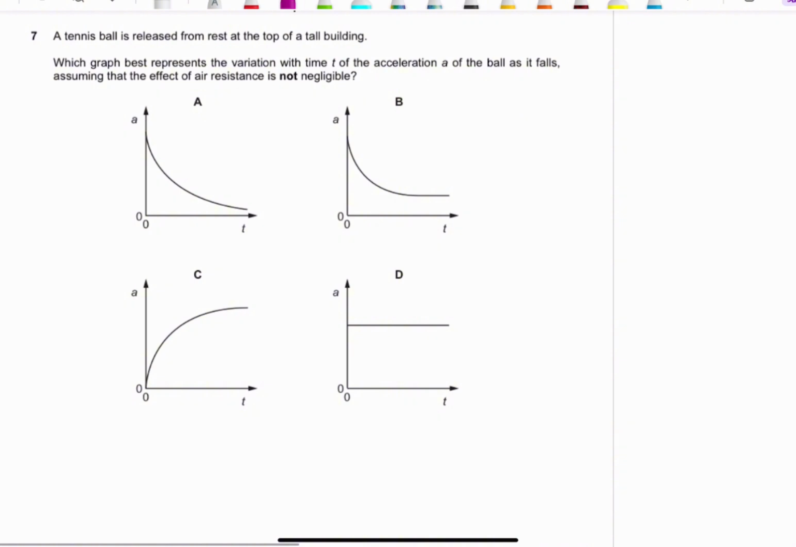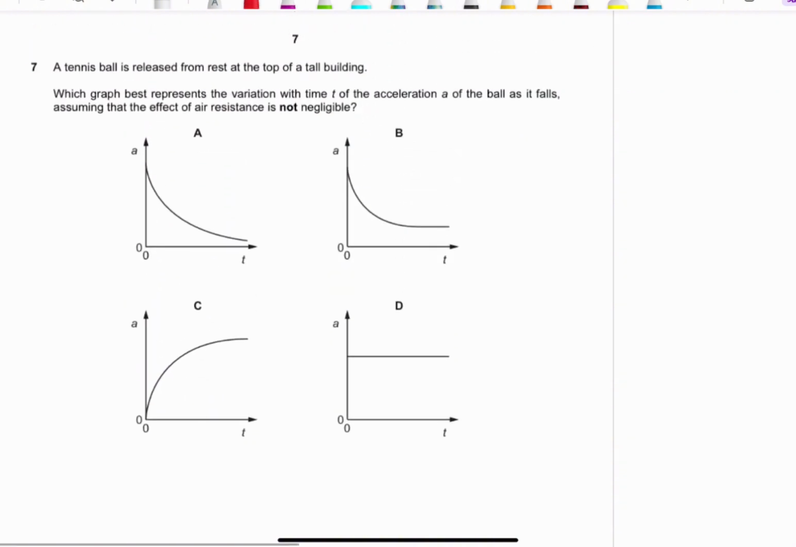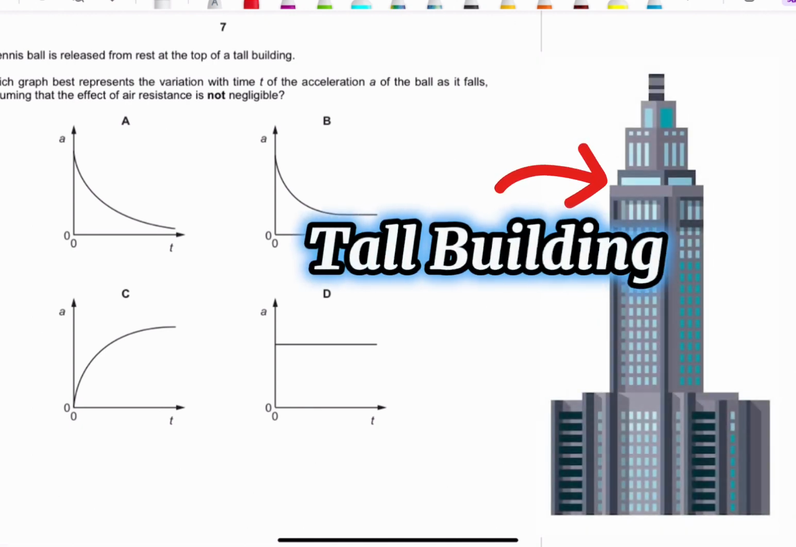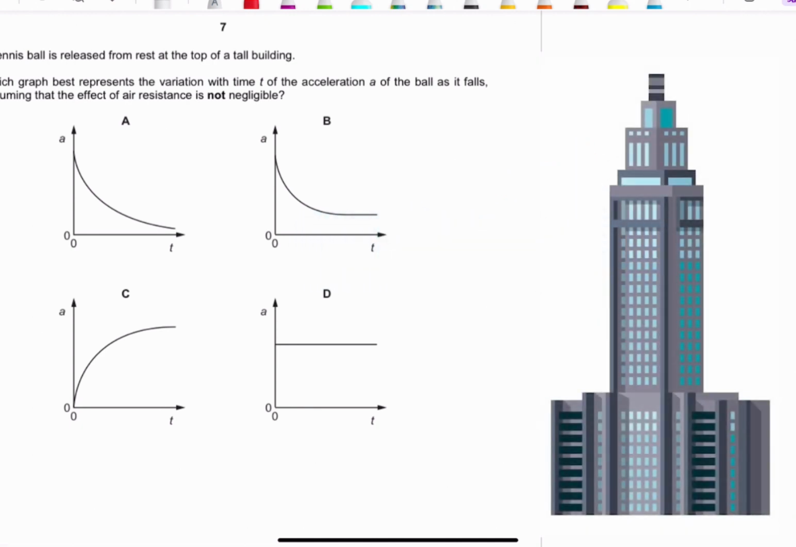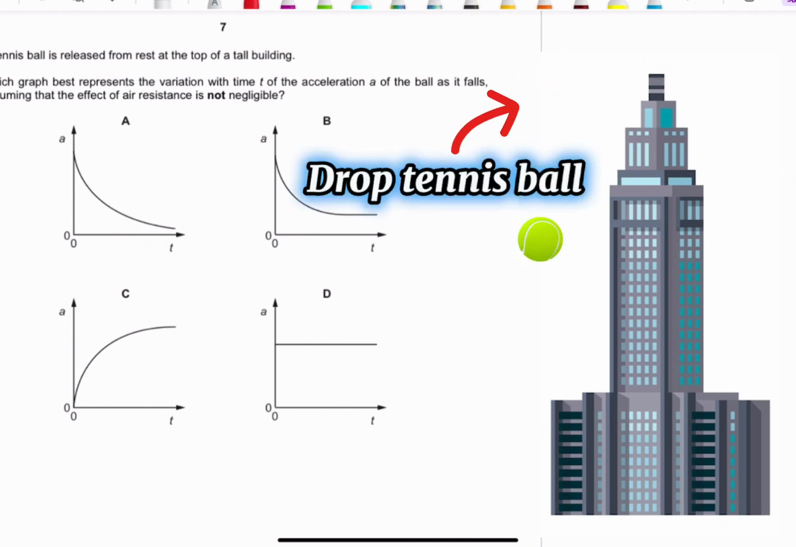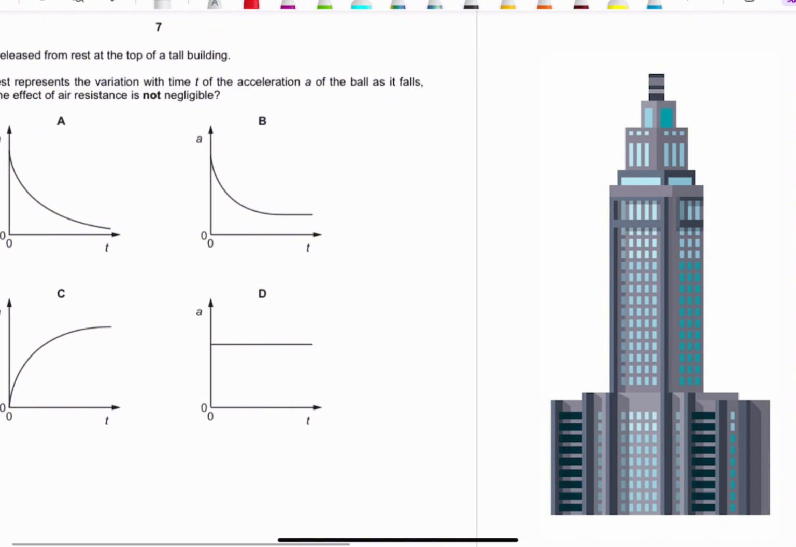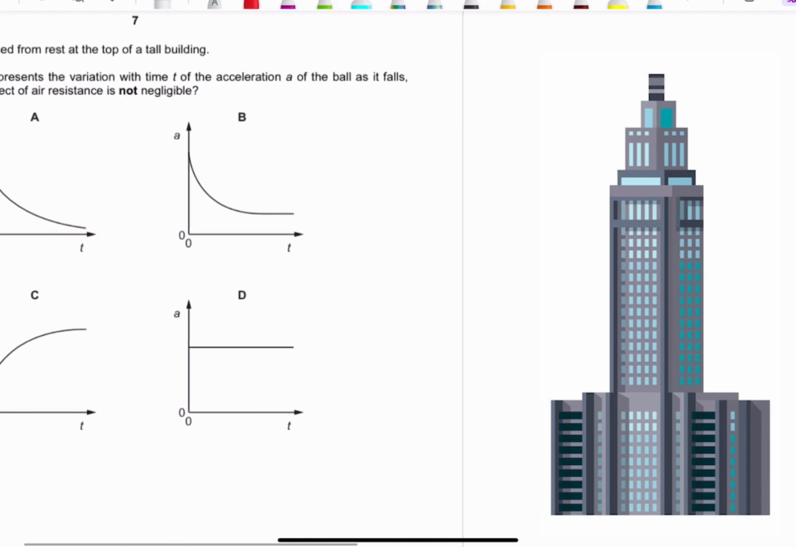Moving to question number 7. We've been given a tennis ball that is released from rest of a tall building. So we have this tall building that you can see over there, and we're releasing a tennis ball at rest from the top of that tall building. We've been asked which graph best represents the variation with time t of the acceleration a as the ball falls, assuming that the effect of air resistance is not negligible.